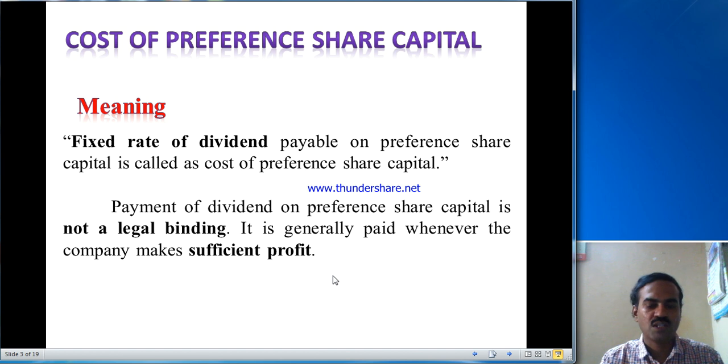So it is not like interest on the debenture. In the case of interest on debenture, the company has to pay the interest irrespective of whether the company incurs a loss or makes a profit. But here, in the case of preference share capital, if the company makes a profit, it pays the dividend at which assurance was given to the shareholders, that is, preference shareholders. So we say that it is not a legal binding to the company, but it will be paid out of the profits of the coming years of the organization.